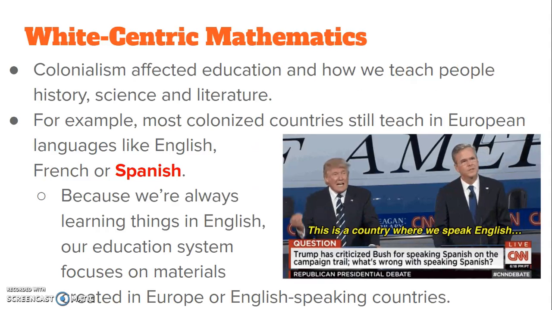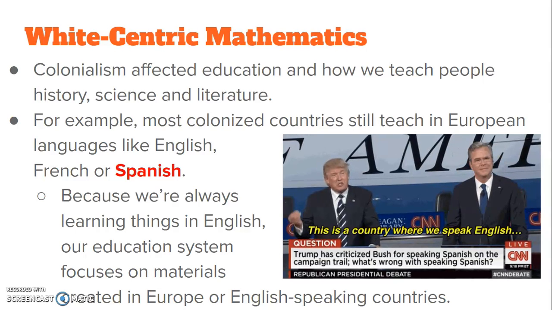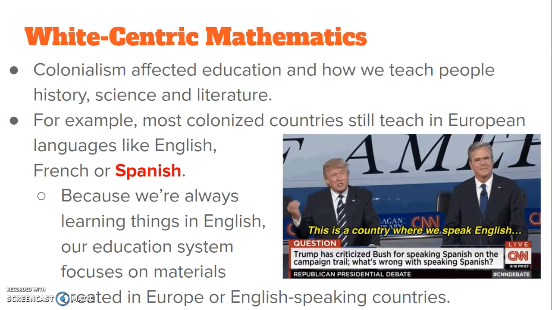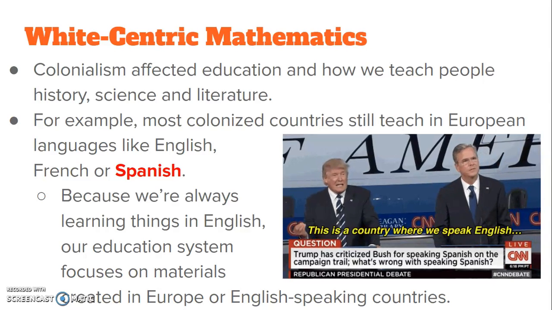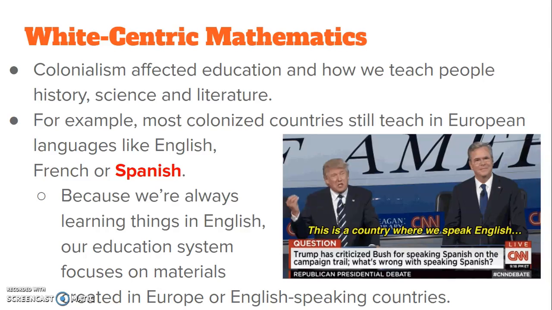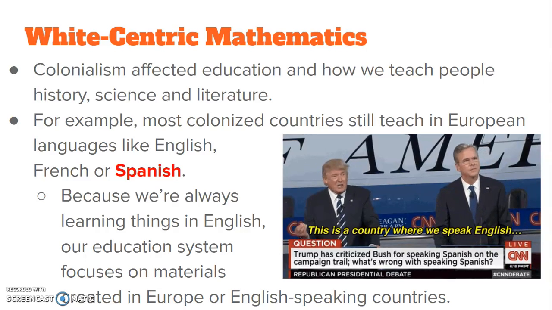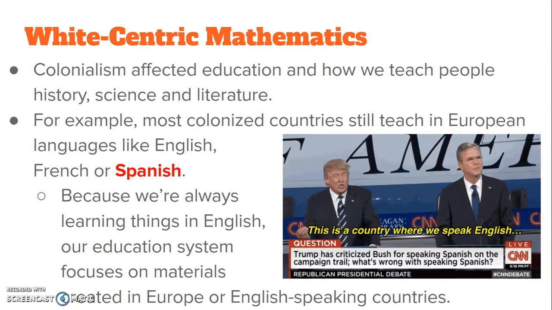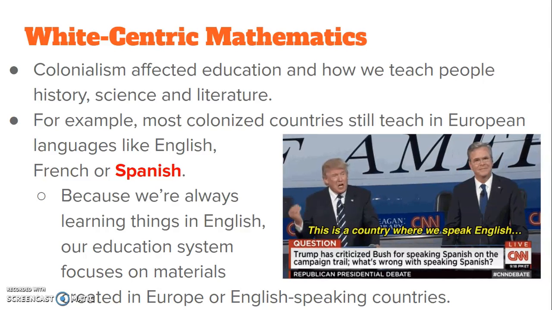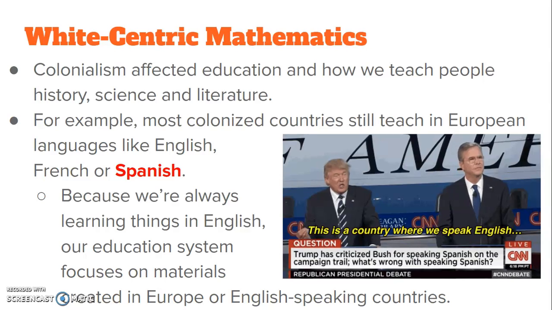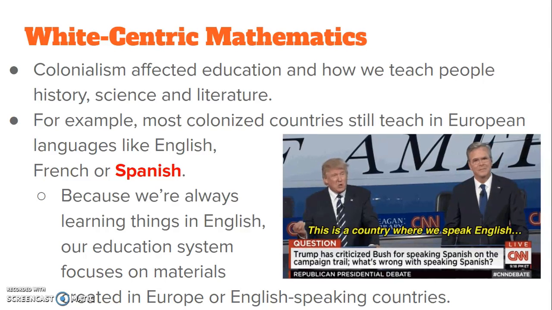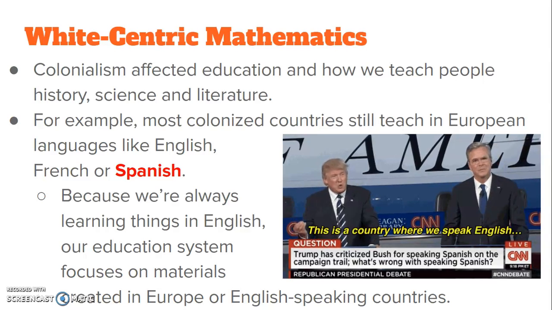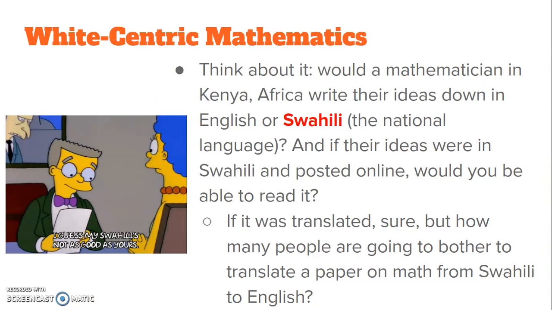So, colonialism affected education and how we teach history, science, and literature. For example, most colonized countries still teach in European languages like English, French, and Spanish because they were colonized by the English, French, or Spanish almost 400 years ago, and we still teach using their languages. Because we're always learning things in English, our education system focuses on materials created in Europe or by English speaking countries. Okay? So think about it.